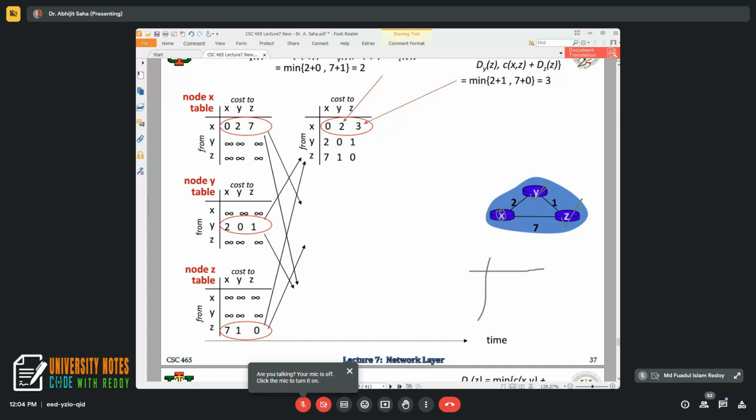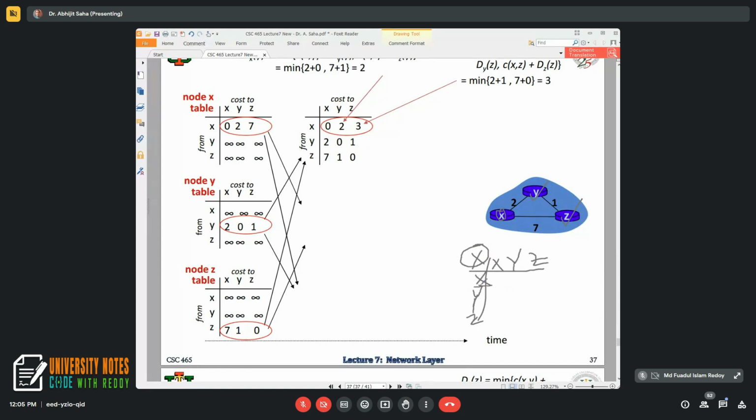If from y you want to go to x, then you can go y to x, or you can go y, z, x. So in this network you have three nodes, and you can go from a node to itself and to all other nodes. So if I say this is my table for node x, this is my distance vector table for node x.